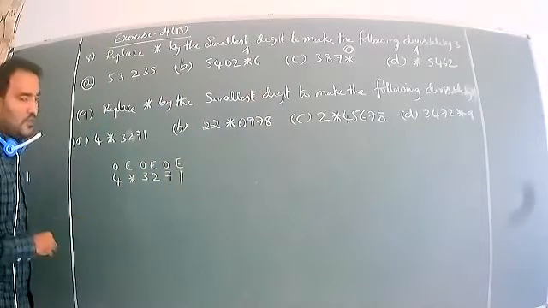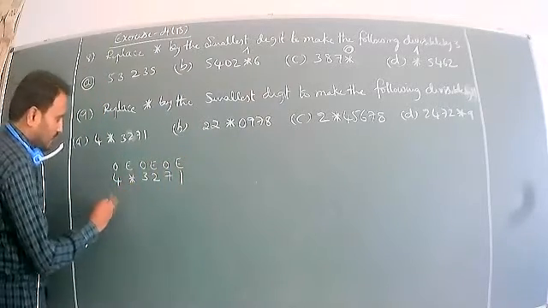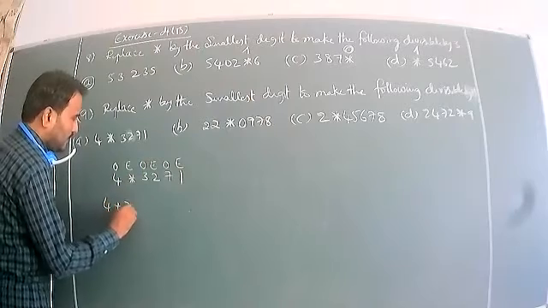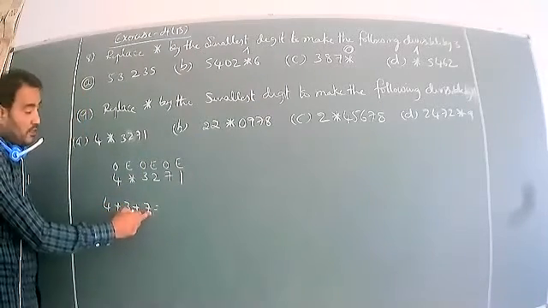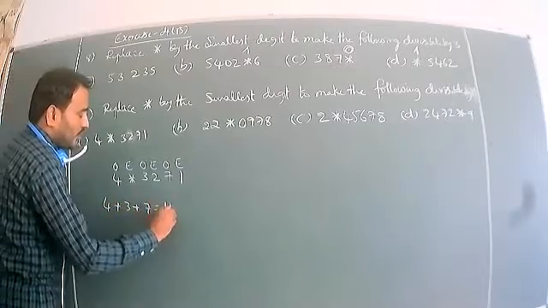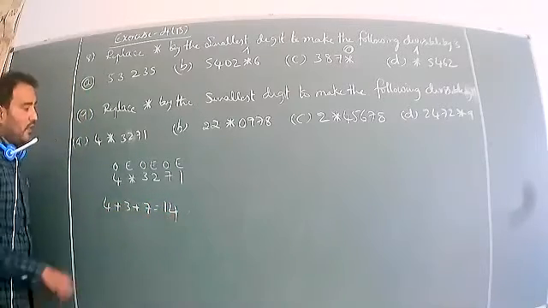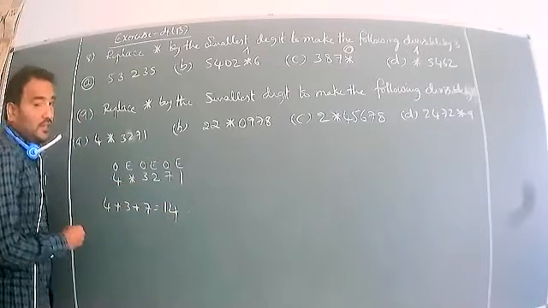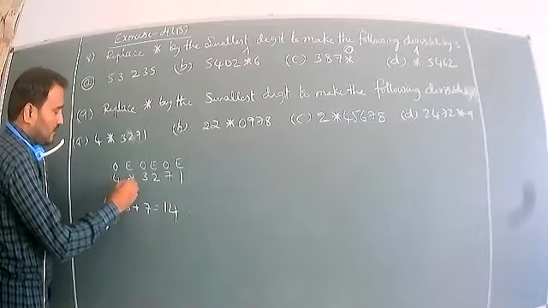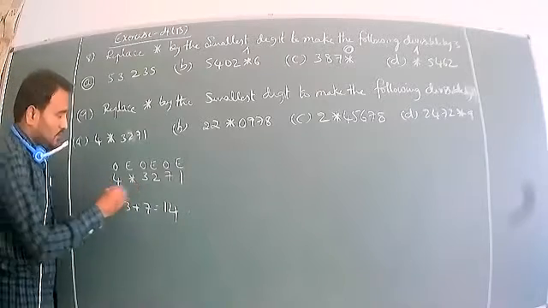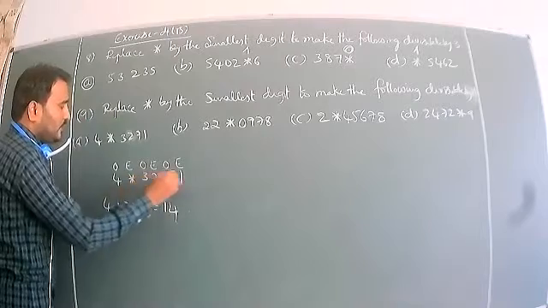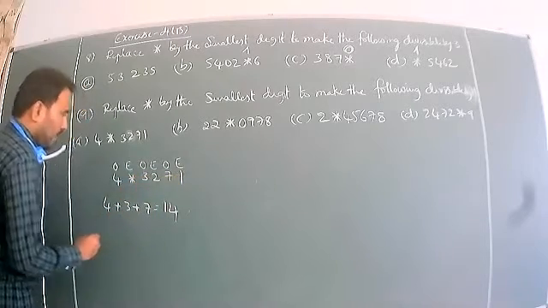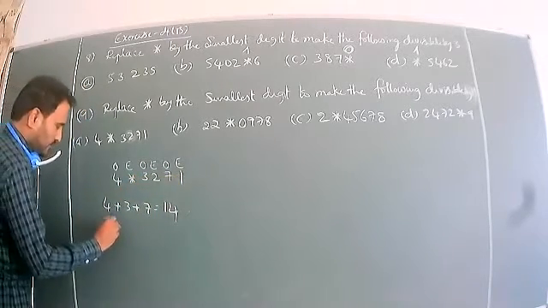Okay, so now we should write, first the odd numbers: 4 plus 3 plus 7, 4 plus 3 is 7, 7 plus 3 is 10, 10 plus 4 is 14. Now here, the even-place numbers we should add. Now here 0, so it is 3 plus 1, 4.